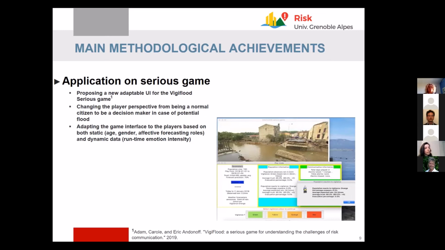The other thing we are going to do is adaptation of this interface. We are going to adapt both to the static characteristics of the users, for example their age, their gender, and whether they are wearing glasses or not, and also to their dynamic data, like their runtime emotional intensity.